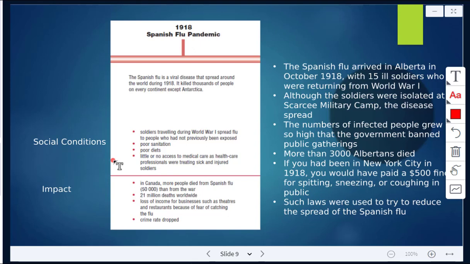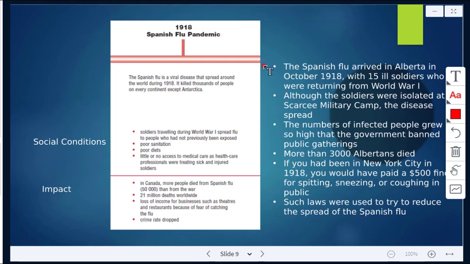and injured soldiers. The impact in Canada: more people died from the Spanish flu than from the war. 21 million deaths worldwide. A loss of income for businesses such as theaters and restaurants because of people's fear of catching the flu. And again, the crime rate also dropped.